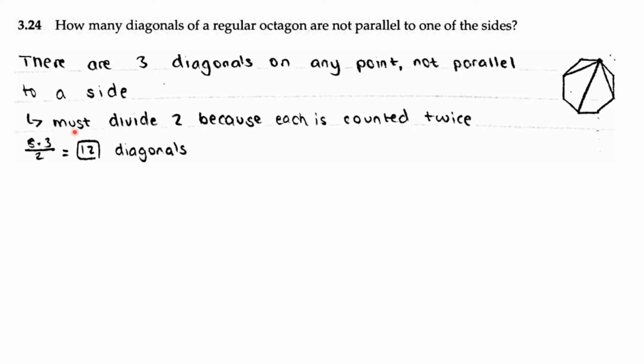But if you just calculate 3 diagonals on each one and do 8 times 3, you have to divide by 2 because each one is counted twice, since it's double counted. So 8 times 3 divided by 2 is equal to 12 diagonals.